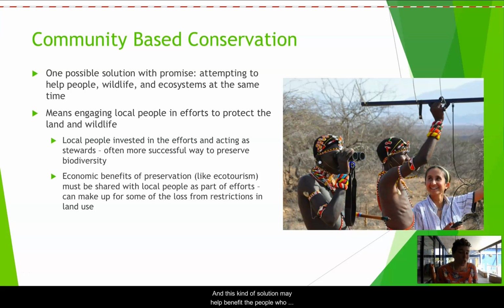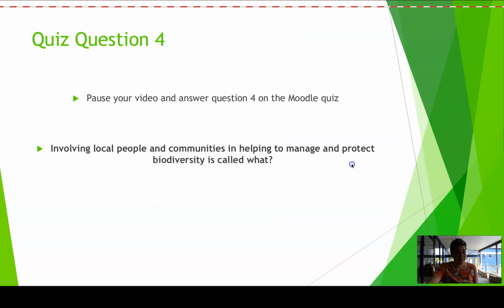This kind of solution may help benefit the people who are stuck on the coastal side of the Serengeti, who are unable to get access to the rest of the country. These efforts have been successful in some places and not been successful in others, but they do hold promise as a potential way to help make sure that we are not committing acts of environmental injustice while attempting to help the environment. So it's time for quiz question 4.